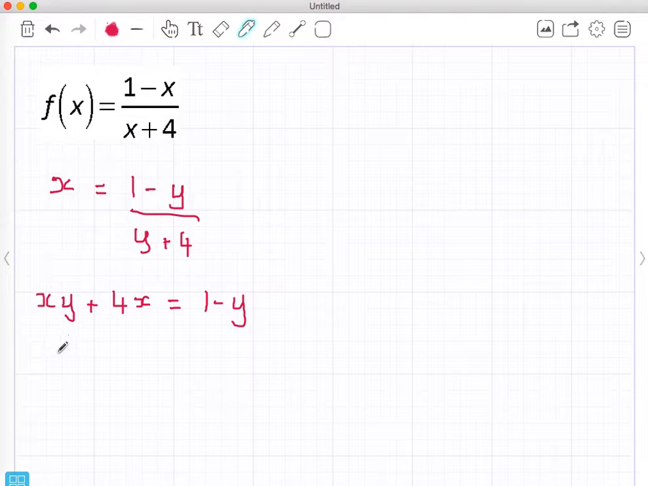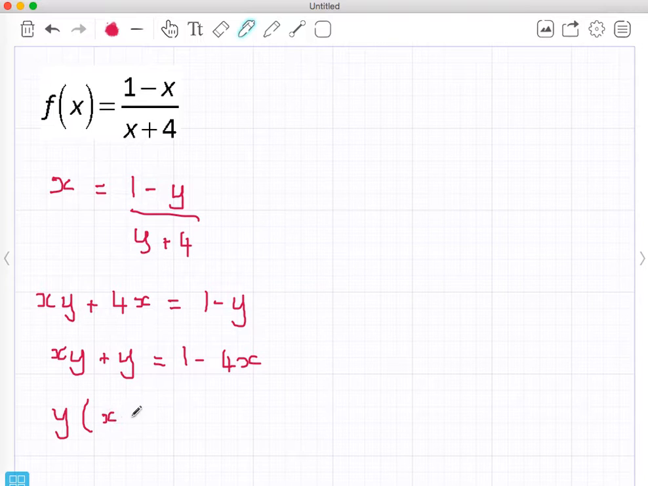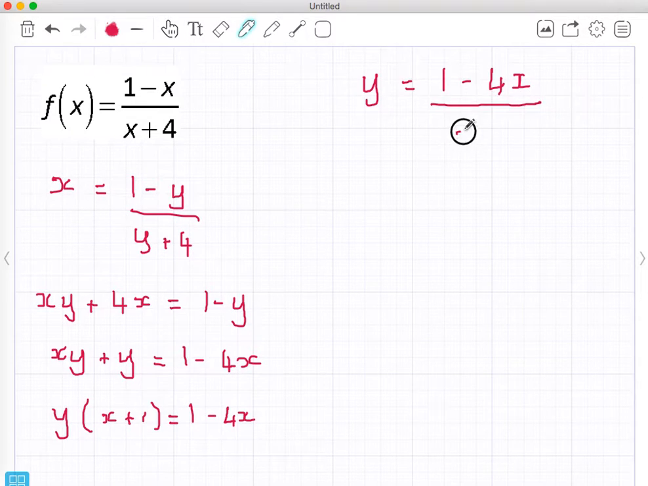All the y's onto the left side, so I have xy. Add this y to both sides. Now all the y's are on one side. The 1 is there. I take 4x from both sides. Remember this bit, I factorize the y's. Basically, I've isolated the y. So I can now say it's y equals 1 minus 4x all divided by x plus 1.